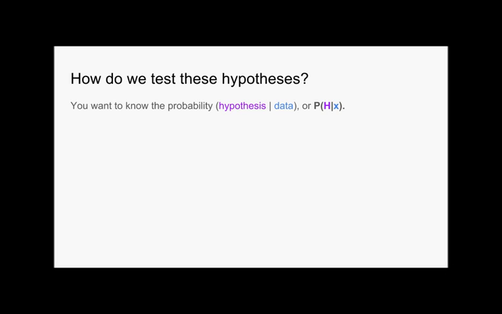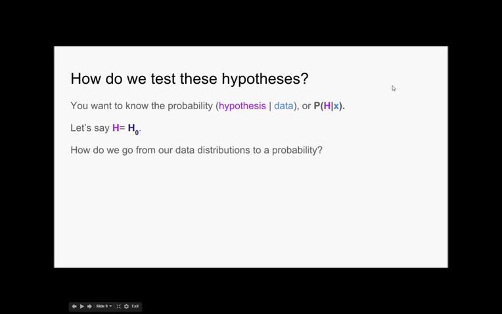And using the notation that Kathleen and Tom introduced in the previous lectures, I'm going to denote this as P of H given X. And in this case, let's just say the hypothesis is the null hypothesis. How do we go from data distributions to an actual probability? You might have a guess of how this works, but let's show this with a real example.